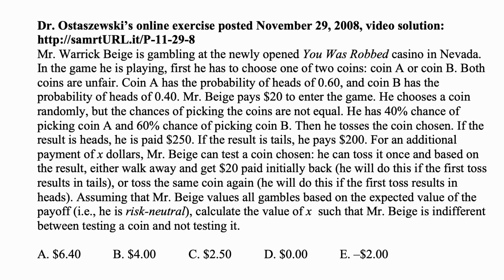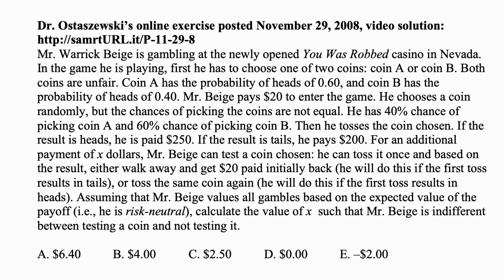Mr. Warwick Beige is gambling at the newly opened You Was Robbed casino in Nevada. In the game he is playing, first he has to choose one of two coins, coin A or coin B. Both coins are unfair. Coin A has the probability of heads of 0.60 and coin B has the probability of heads of 0.40. Mr. Beige pays $20 to enter the game. He chooses a coin randomly, but the chances of picking the coins are not equal. He has 40% chance of picking coin A and 60% chance of picking coin B. Then he tosses the coin chosen.